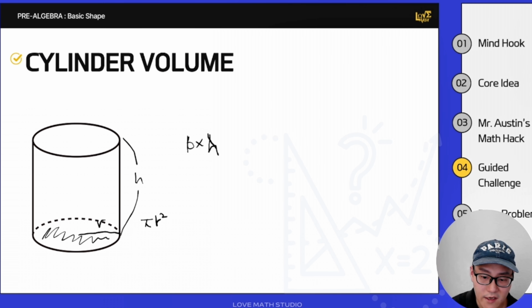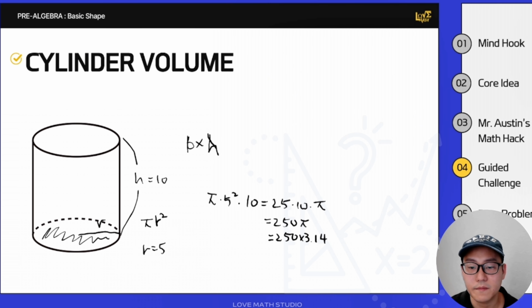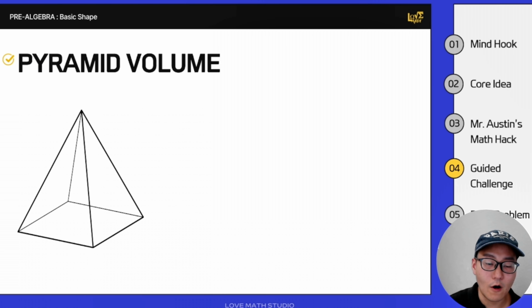So let's say our radius is 5 and height is 10. Then pi r square is pi times 5 square, times 10, which is the height, will give you the volume of the cylinder, which is 25 times 10 times pi, 250 pi. And if you use a calculator with 3.14, you will get the volume of this cylinder.